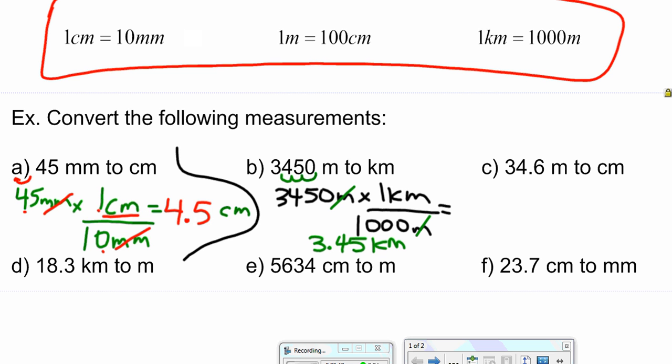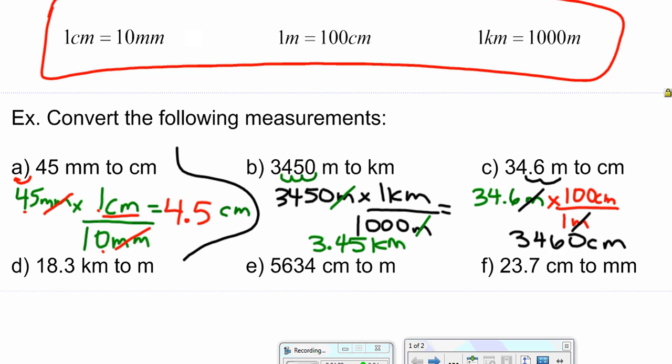Okay, we'll do the third one together. 34.6 meters, and we want to turn it to centimeters, and the ratio is 1 meter is the same as 100 centimeters. So we need to times by 100 centimeters over 1 meter, so that way our units cancel out. And now we have 34.6 times 100 divided by 1. So 34.6 times 100, decimal place is going to go twice to the right. We get 3,460 centimeters. Okay, you are going to try those next 3 on your own, and we are going to check those together in class tomorrow.